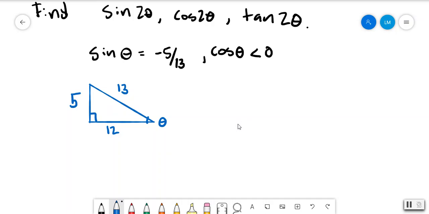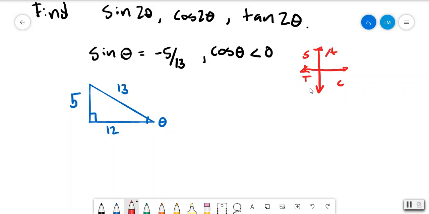Okay, so the next thing is to determine based off of this quadrant. So we have negative and positive. That tells me that in the quadrants, we have all students take calculus. So this means that sine is negative, but cosine's also negative. This tells us that we're in the third quadrant. So let's go ahead and figure out how we can do this problem.